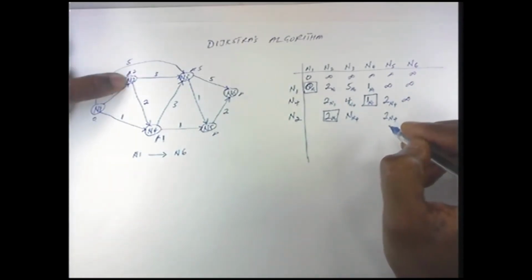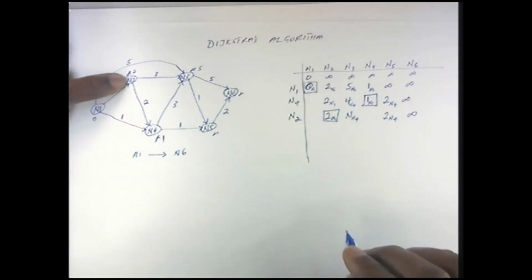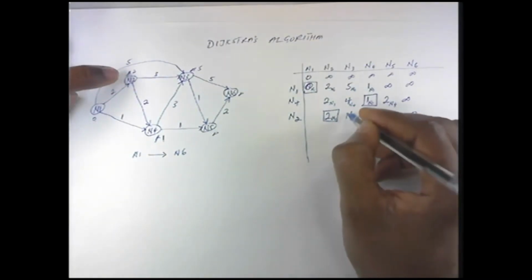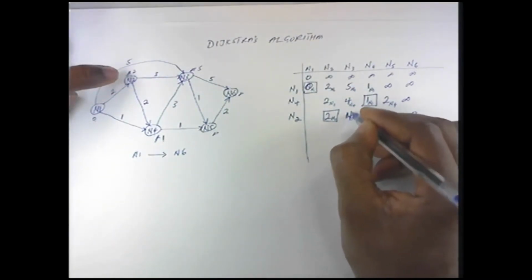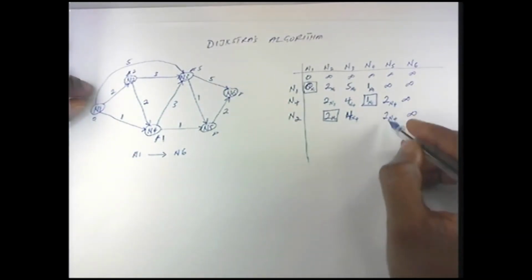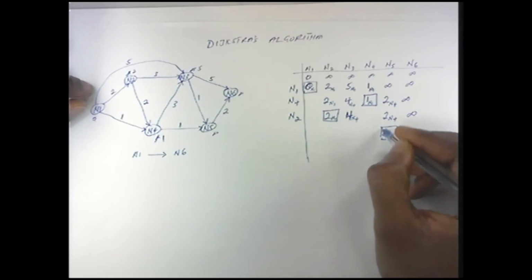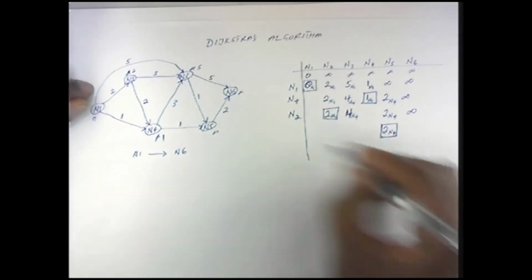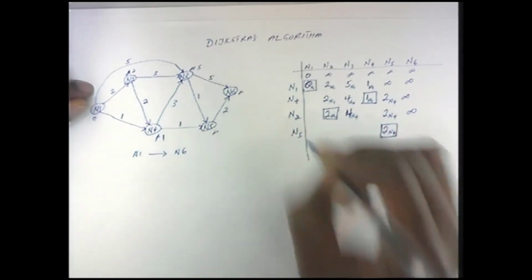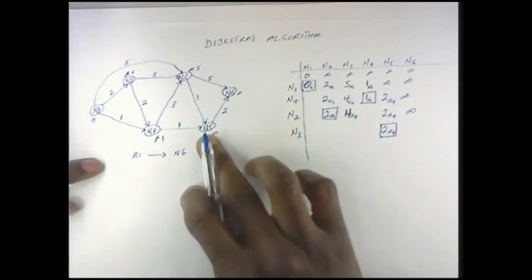N2 to N6, is there a link? No. So I repeat the infinity. So far you have seen the trend. So we look for the smallest, sorry, this is supposed to be 4. So we look for the smallest value again. That is N5, at 2. So I repeat this, and I put the box around it. Then I put my N5 this way. So it means currently we are at N5.